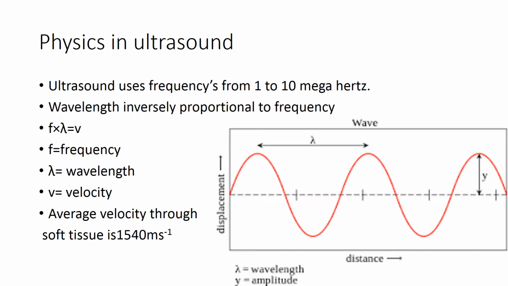The wavelength is inversely proportional to frequency, so the higher the frequency, the smaller the wavelength. A wavelength is the distance from one crest to crest or one trough to trough. Therefore, smaller wavelengths have greater frequency. As a result, better resolution is achieved, but less penetration is present.